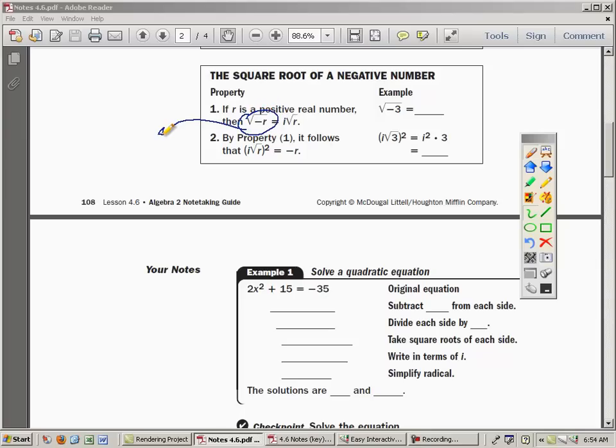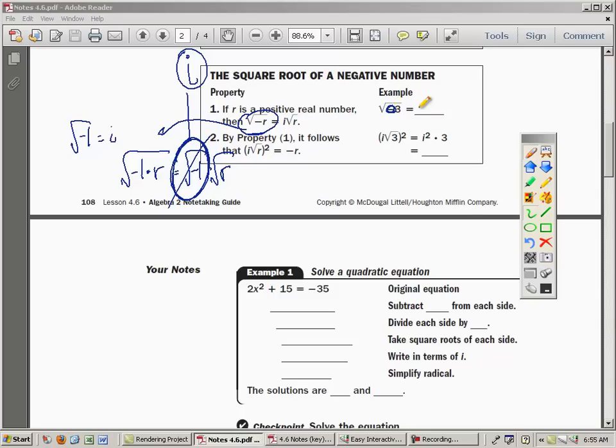Well, we just got done saying that the square root of negative 1 is equal to i. So if I rewrote this as the square root of negative 1 times r, because that's what the square root of negative r is, that would then become the square root of negative 1 times the square root of r. Well, we defined the square root of negative 1 as the imaginary unit i, and so instead of calling this the square root of negative 1, we're just going to call it i. So effectively we take that negative and replace it with an i, and then we still have the square root of 3.